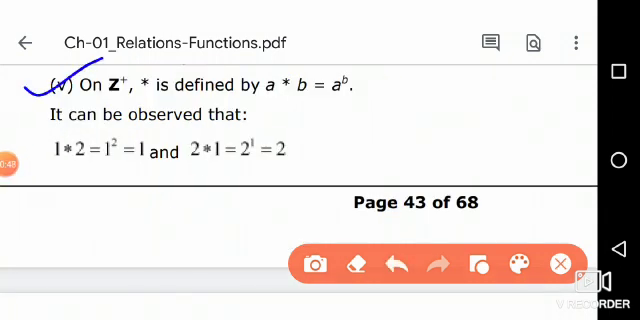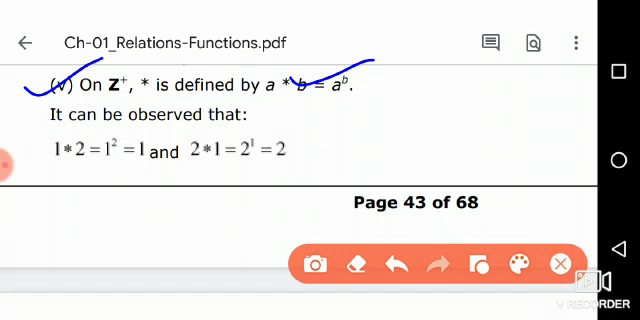Dear students, let me consider the fifth question. On Z plus, that is the set of positive integers, star is defined by A star B is equal to first number to the power second number. Let me check whether star is commutative or not.